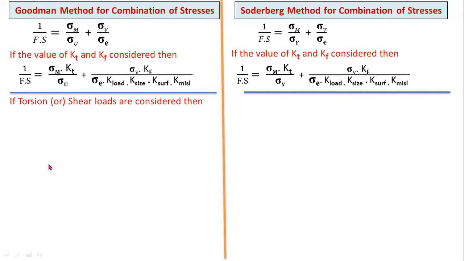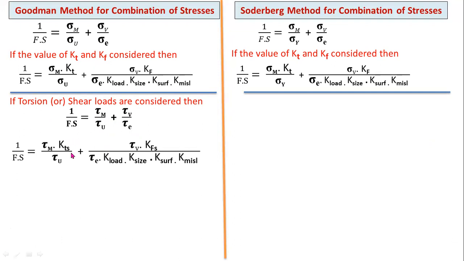If we are considering torsion, torque, shear loads or shear stresses, then the Goodman's equation is 1 by Fs equal to tau m by tau u plus tau v by tau e. Here tau m means mean shear stress, tau v means variable shear stress, tau u is the ultimate shear stress, and tau e is the endurance limit for shear loads.